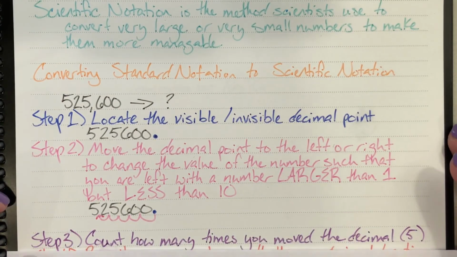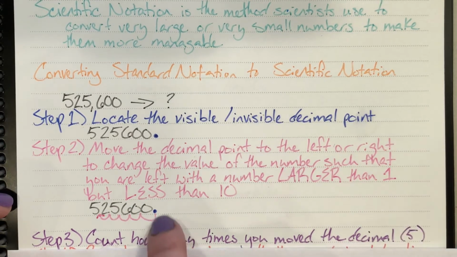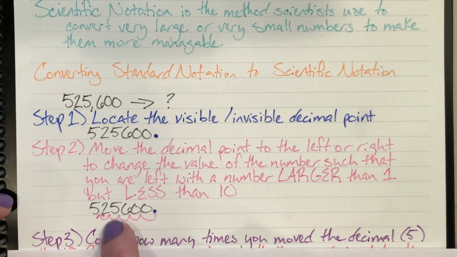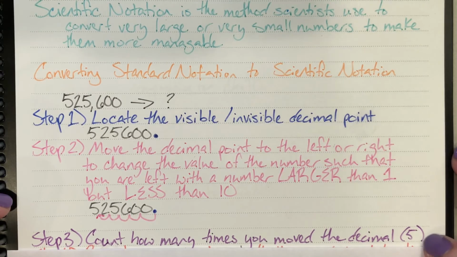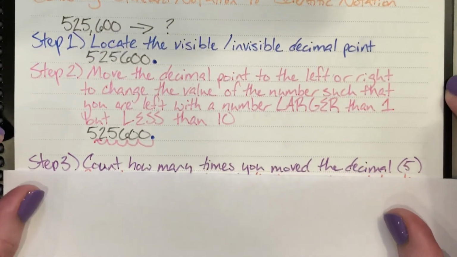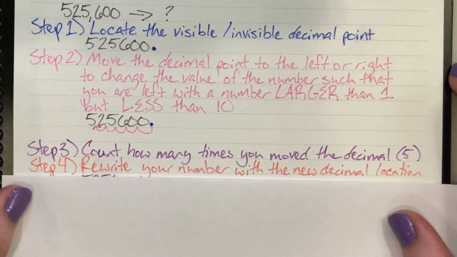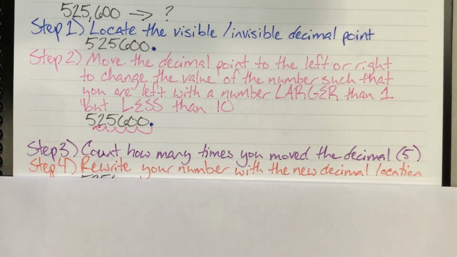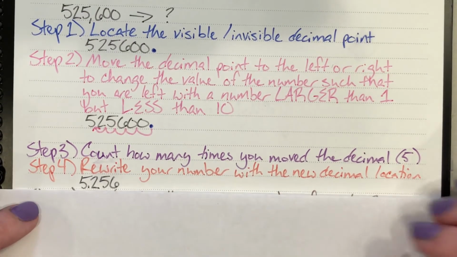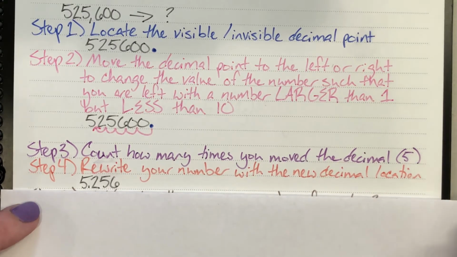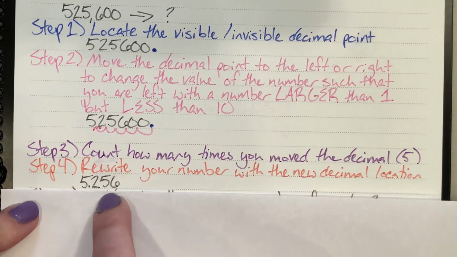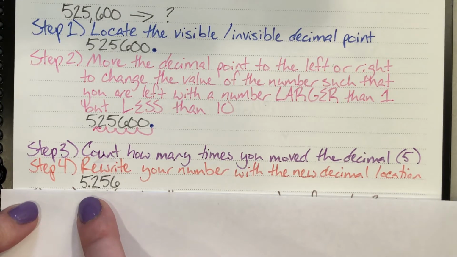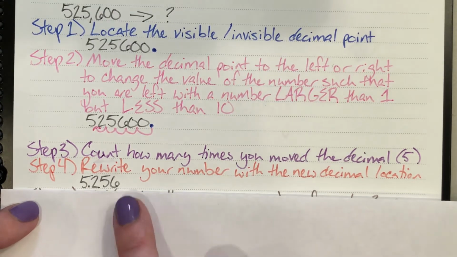For my step 3, I'm going to count how many times I actually moved that decimal place to make that possible. So I moved it once, 2, 3, 4, 5. I moved it 5 times in order to achieve greater than 1 but less than 10. And I'm going to rewrite my number with my new decimal location, which is 5.256. You can see that this 5.256 is greater than 1, but less than 10. So I did move it to an appropriate location.